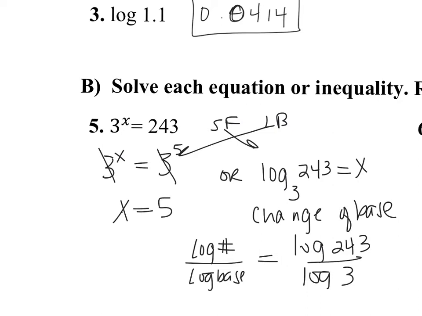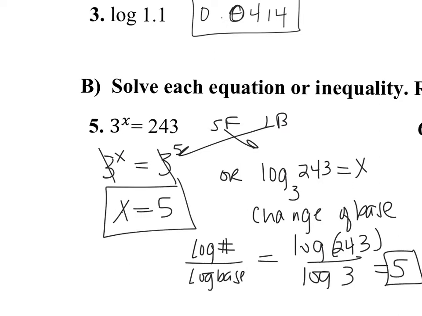So then I can use my calculator. So I go log 243, make sure you put the parentheses around your 243, divided by log 3, and I end up with 5, which is what I got when I did like bases.